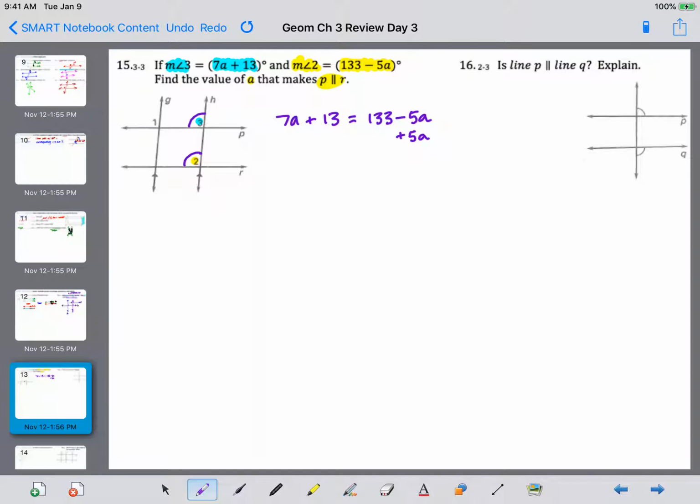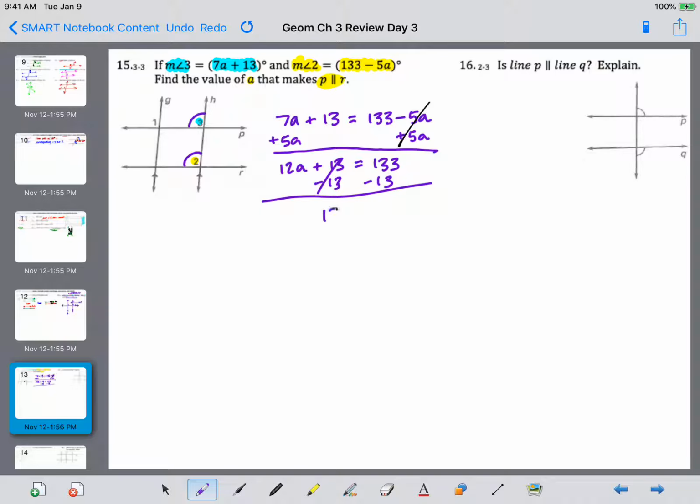First, let's move the 5A to the left by adding it to both sides. These will cancel. 5A plus 7A is 12A plus 13 equals 133. So we can subtract that 13 from both sides.